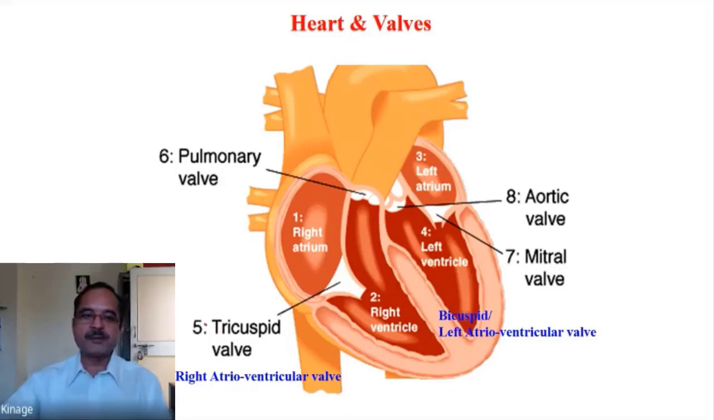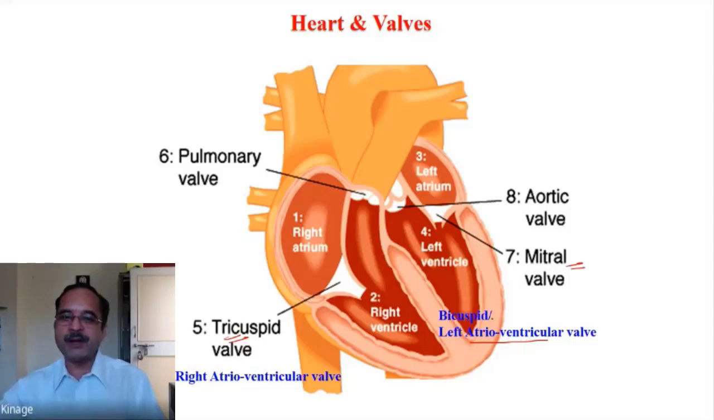Okay, so there is a tricuspid valve here between the right atrium and the right ventricle, and there is a mitral valve. There are four valves, I told. So let us start with the first one. Tricuspid valve here between the right atrium and the right ventricle. Then bicuspid valve. This is bicuspid valve between left atrium and ventricle. Bicuspid is an atrioventricular valve. Okay. Then there is a mitral valve and aortic valve.